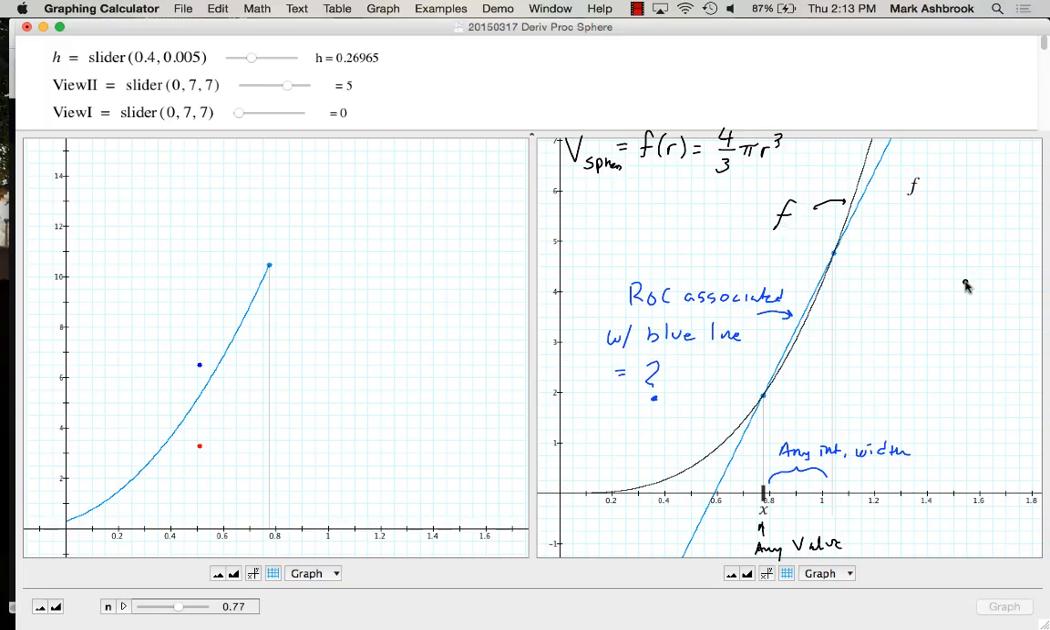Okay, we're going to just do it again. Even if you've gotten it before, do it again, step by step, show all your work. Or you may be doing it for the first time. So what is the rate of change associated with the blue line for any x value and for any interval width h? Set it up. And that will be our formula for the rate of change. Go.